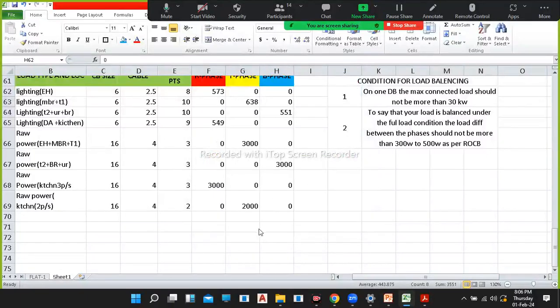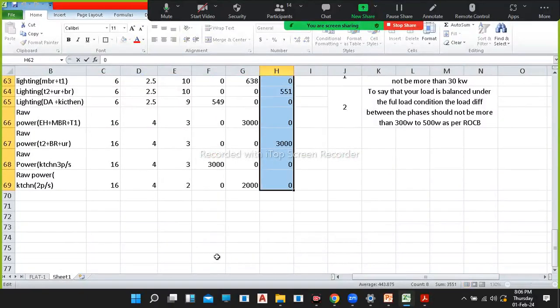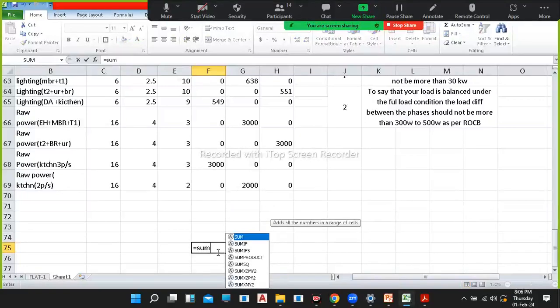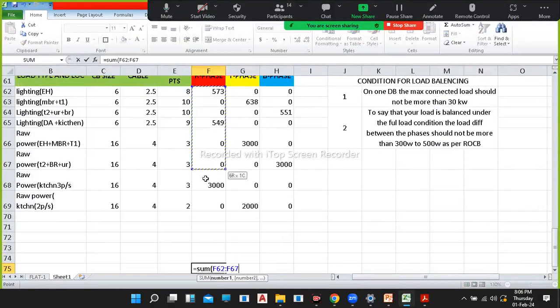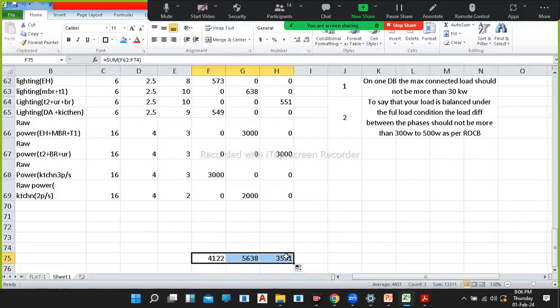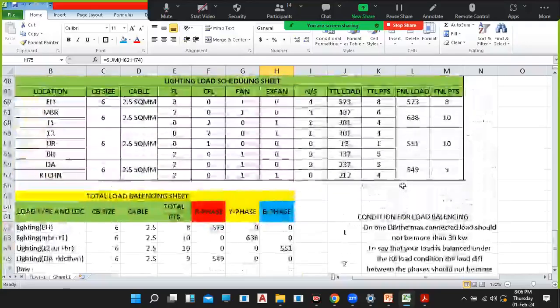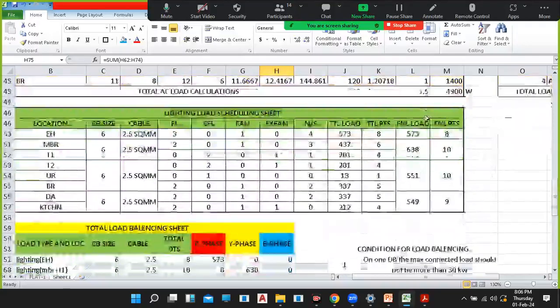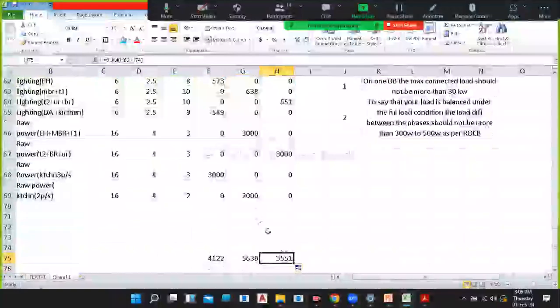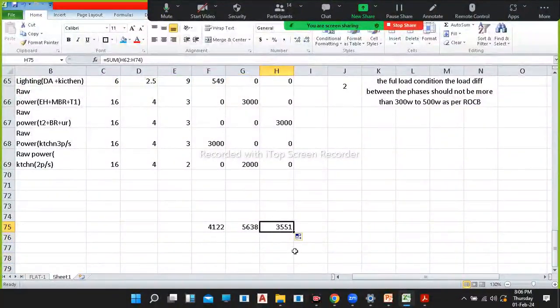Okay. Now I'll cross check here. I'll add up the total sum of the load, total R phase, the same for the others. After doing so, I got 4122, 5638 and 3551. Now we have two of 1400 and one of 2100. After cross checking, the load is lower in 3551, isn't it? Okay, I'll cross check it.